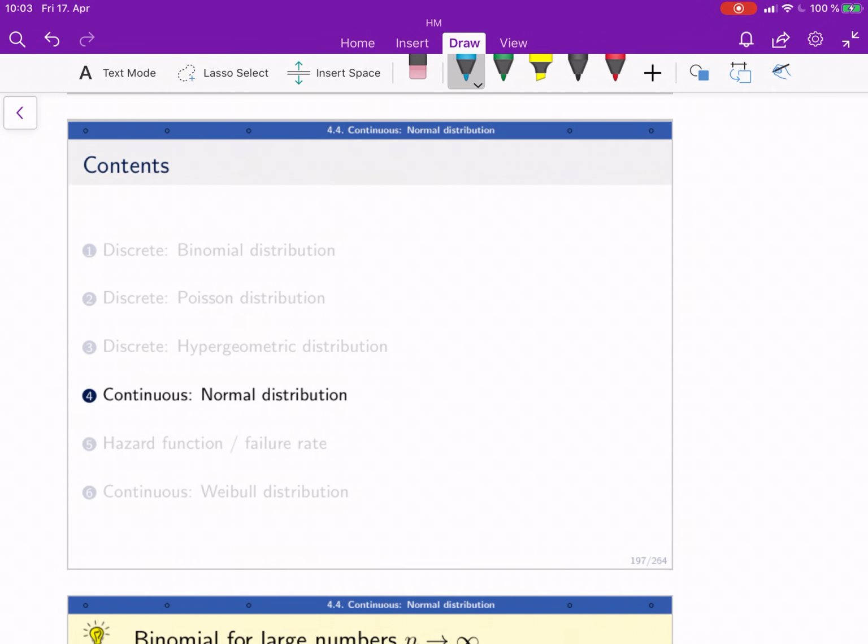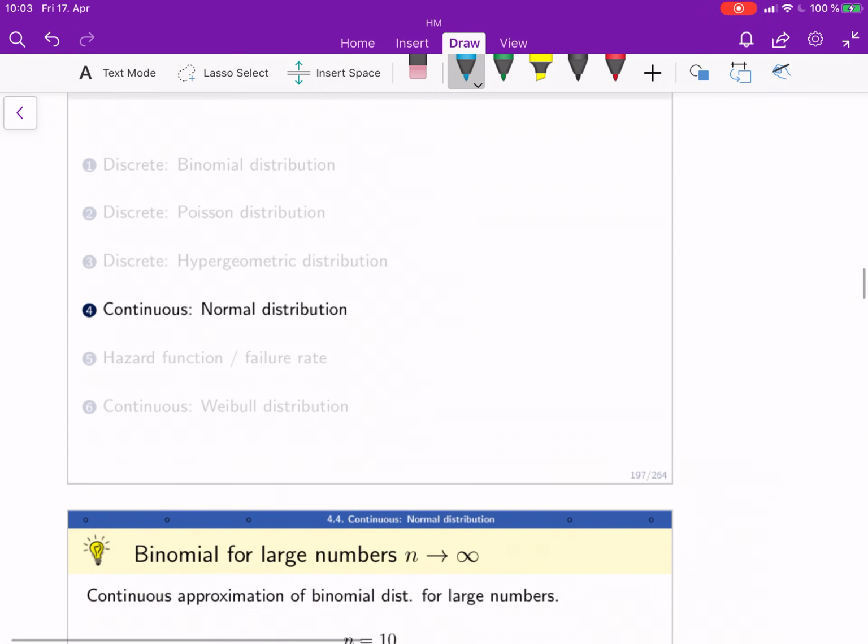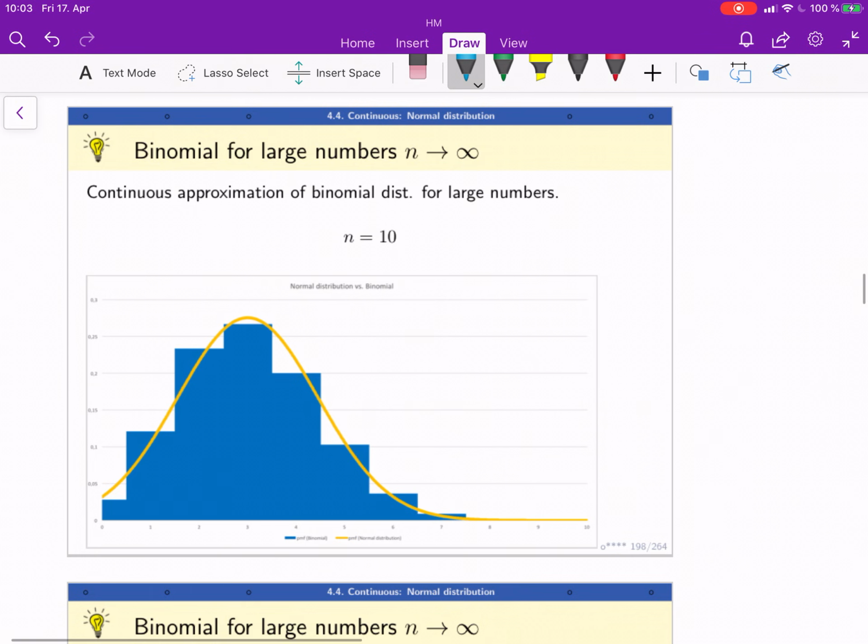Hello and welcome back to the second part of today. We are going to start talking about continuous distributions, and in particular about the normal distribution, the one and only we're going to use most of the time, and it's the most famous, obviously. So what is it all about?